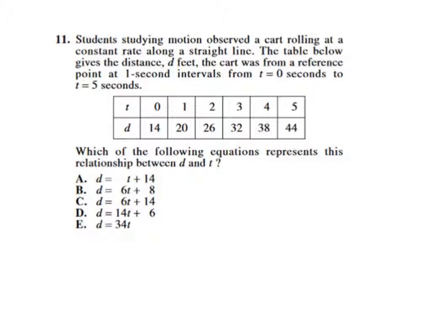In this problem, we're going to notice that we have a straight line. So to write the equation of a line, we're going to put it in slope-intercept form. Remember, we need two things. One is the slope. We're going to use 2 points to find the slope. Our 2 points are (0, 14) and (1, 20).